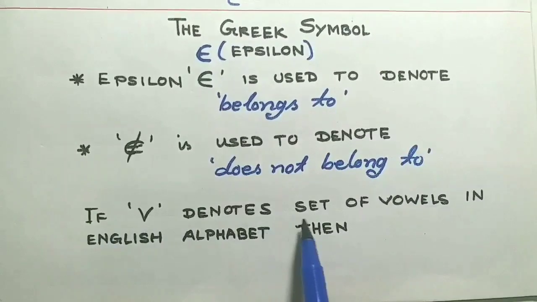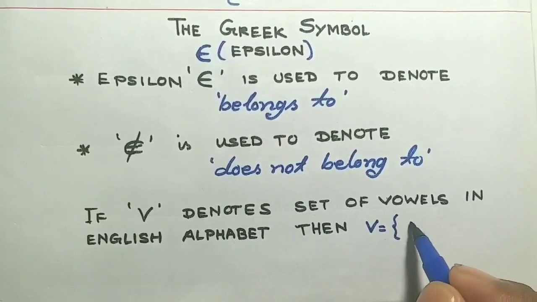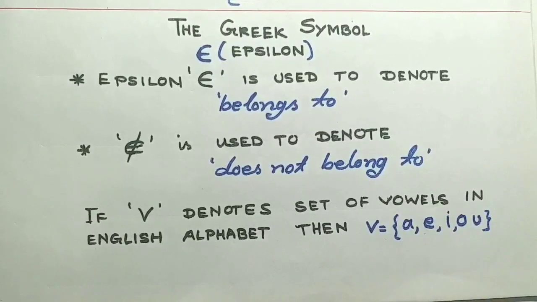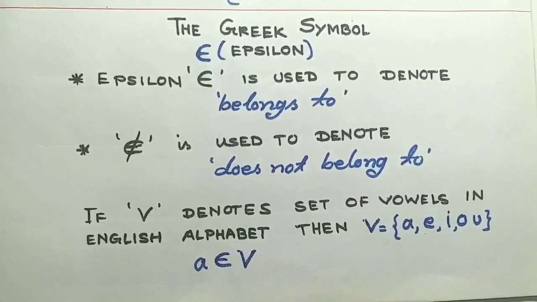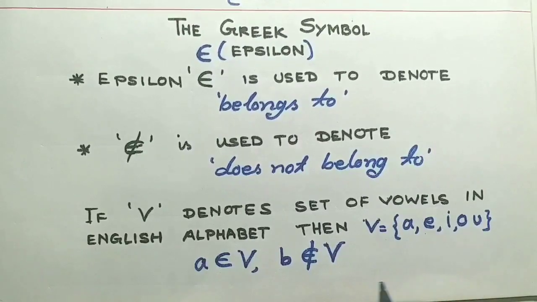V denotes the set of vowels in the English alphabet. V contains A, E, and so on. A is in V, that is, V contains A, and then we write this symbol: A belongs to V. Now let us think of this symbol: B does not belong to V. See, no B is here. So this is our explanation.